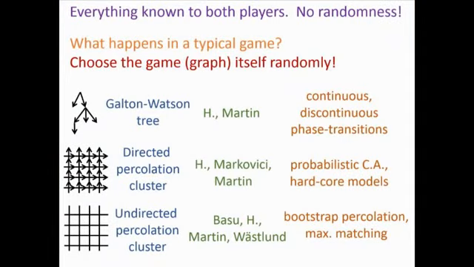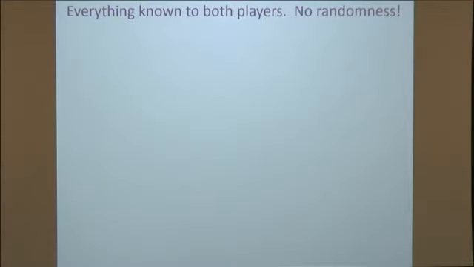Okay, so again, I'm assuming everything is known to both players and there's no randomness at all. You just have a deterministic graph and you play deterministically.